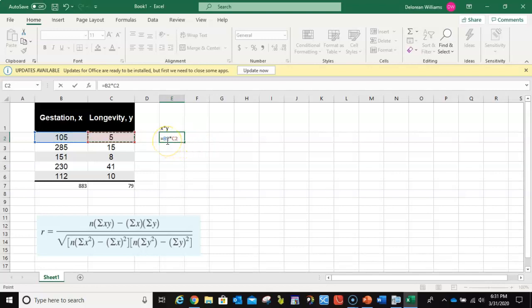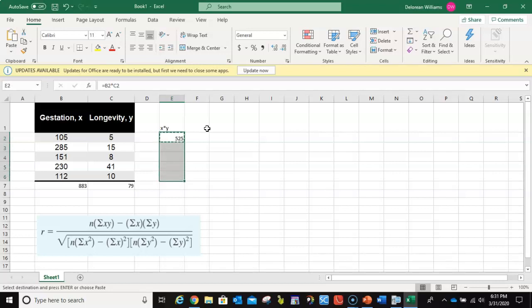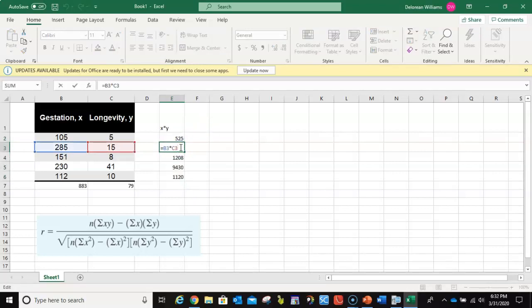So if you've never used Excel before, I'm just giving it a command. B2 is column B, cell 2. C2 is column C, cell 2. Enter. And then if I copy that down, it's going to multiply. So that's the next row, the next row, the next row, and the next row.